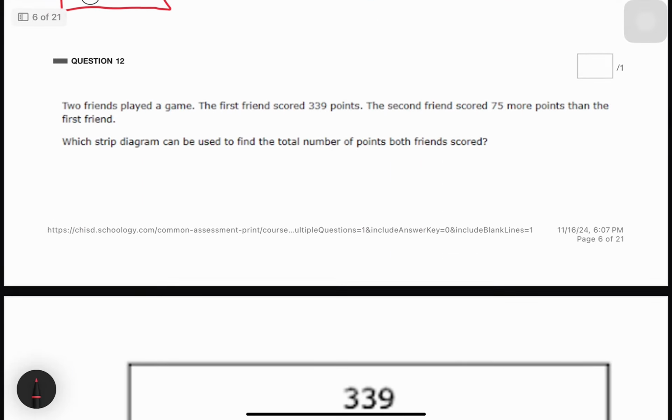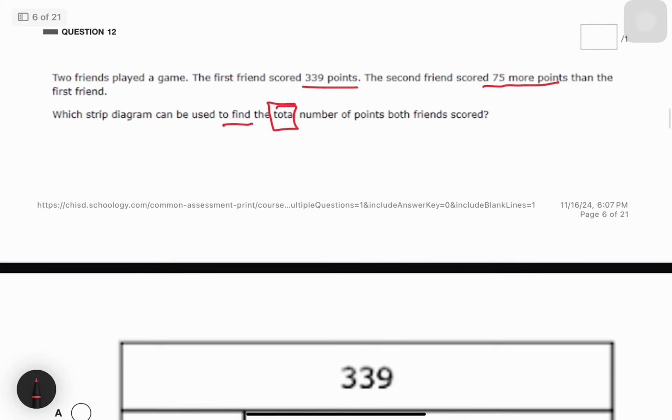All righty. Now taking a look at question number 12, it says 2 friends played a game. The first friend scored 339 points and the second friend scored 75 more points than the first friend. Okay, which strip diagram can be used to find the total number of points that both friends scored? All right, so by looking at this, you want to kind of get an understanding of what we're looking for. So this is need a total.